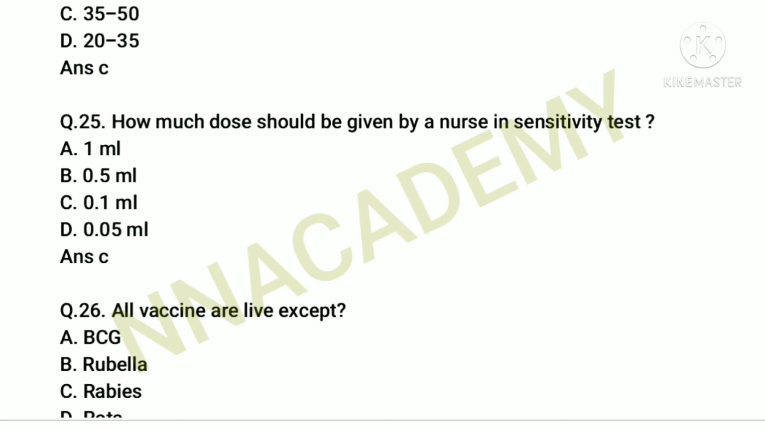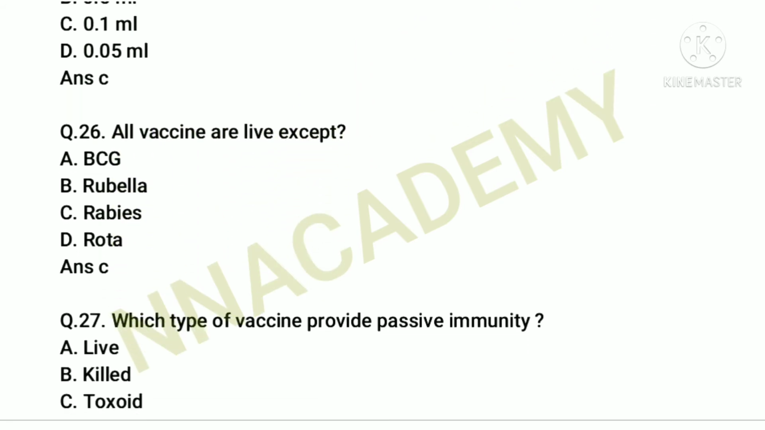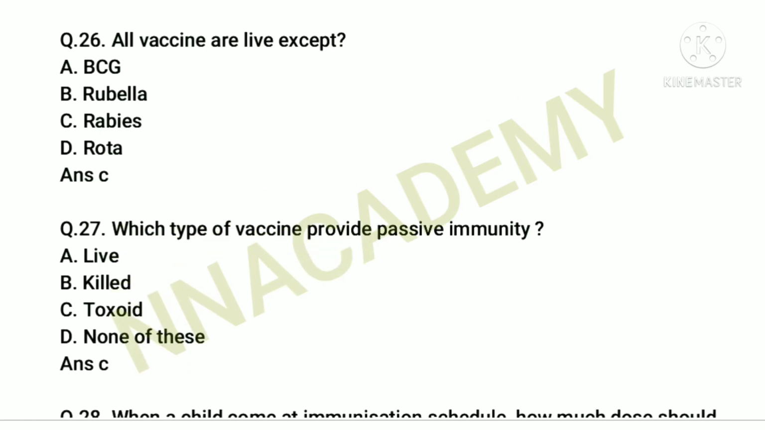And the next question, all vaccines are live except. So here all the vaccines given are live except one vaccine. So which is the one which is not a live vaccine? So we have to find out. Options given are option A BCG, option B rubella, option C rabies, and option D is rota. So the right answer here is rabies. Except rabies, all the other vaccines given are live vaccines.